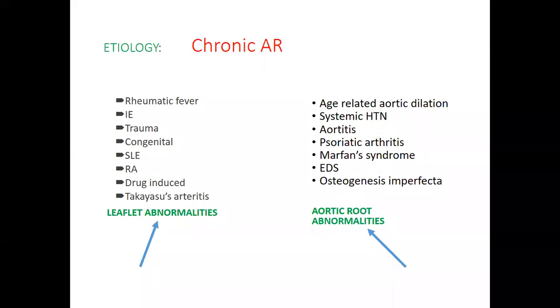So you can separate the etiology of chronic AR into etiology related to leaflet abnormalities and etiology related to aortic root abnormalities. But in all these, the leaflet abnormalities are most common, and among the leaflet abnormalities, rheumatic fever is again the most common cause of aortic regurgitation.